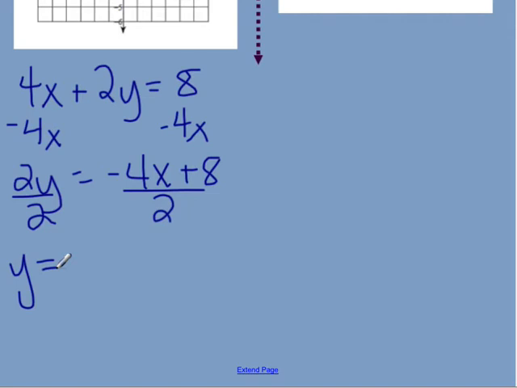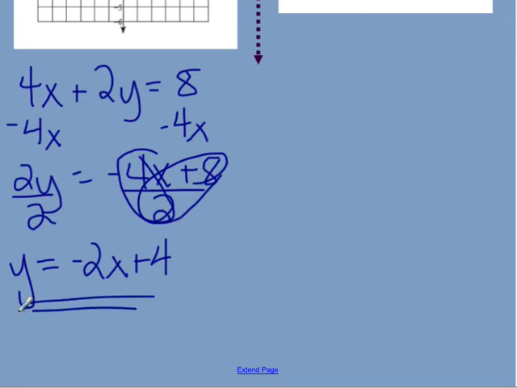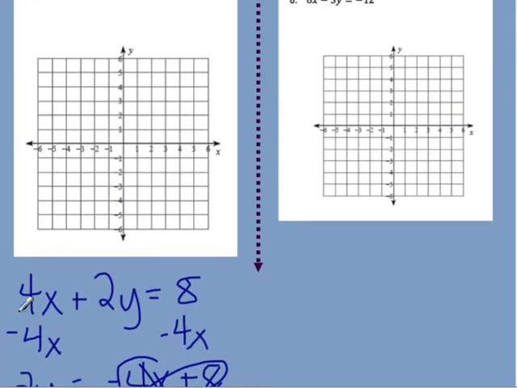So now I'm going to divide both sides by 2. And then I get -4 divided by 2, which is -2, and then x. And I also have to divide 8 by 2. Well, 8 divided by 2 is 4. So you need to make sure that you divide each term by 2. So now I can go ahead and graph this line. So I'm crossing the y-axis at 4. And then I'm going down 2 over 1. And then I can go ahead and graph that line. Okay, so all it is is algebra. As long as you can solve for y and graph in slope-intercept form, none of these are that different.